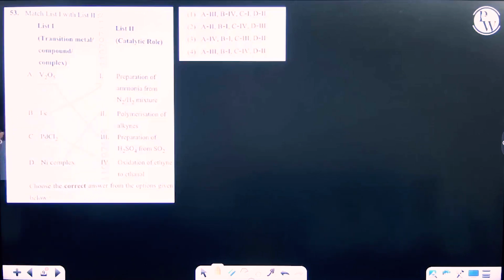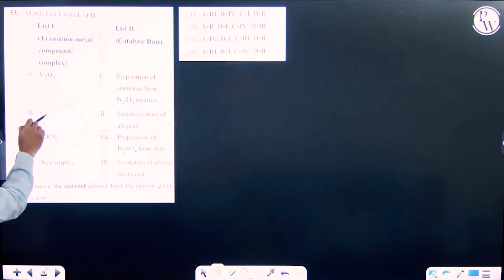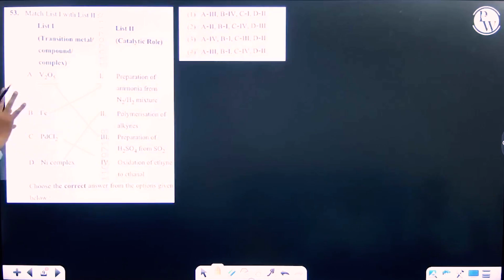So if you see this one, since you people are very much familiar with Haber's process, contact process, and this palladium, you can easily mark the answer. So it is one of the easiest questions, I can say. I may not grade it as the easiest, but it is an easy question where nobody will make a mistake.